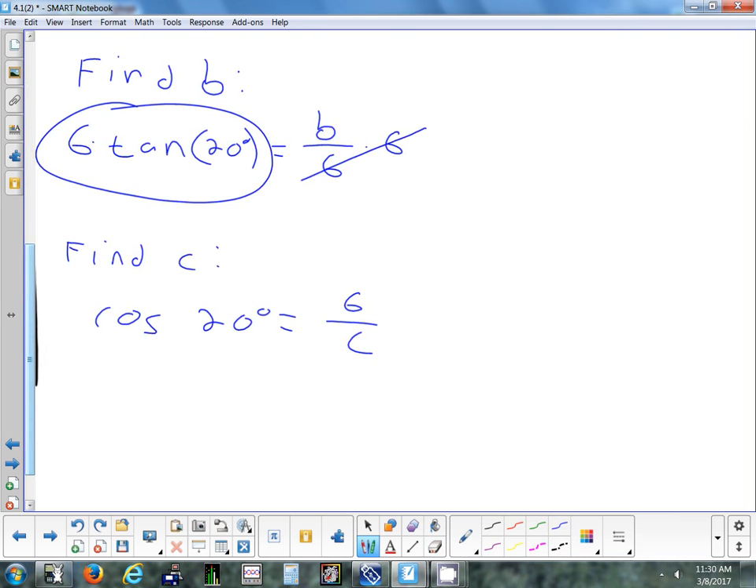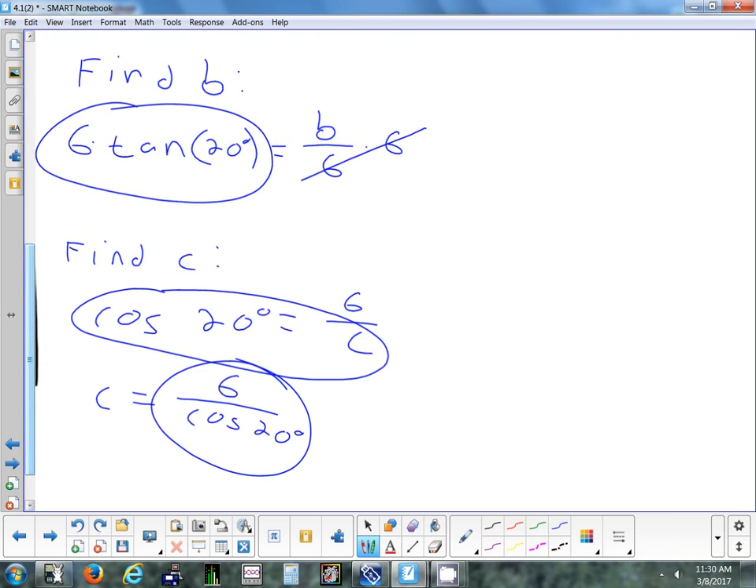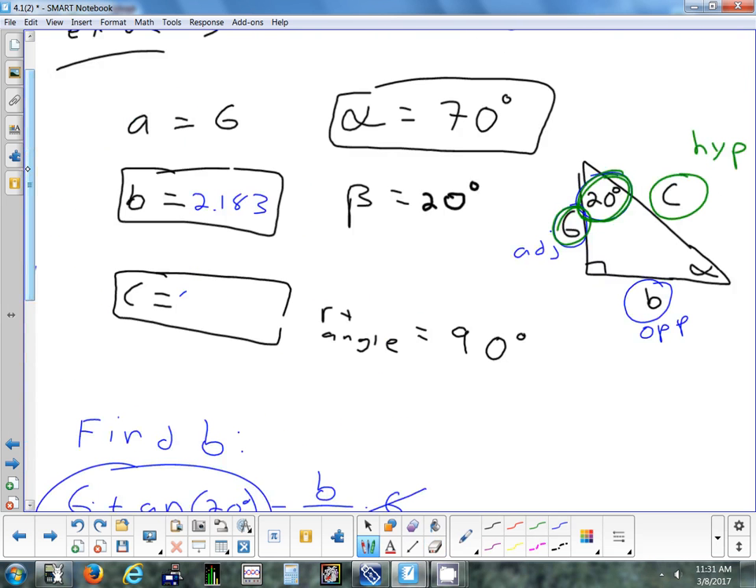And Kristen, what's the trick to get C by itself here? Switch C and cosine. Yeah, you don't have to go through all the arithmetic. We saw the pattern last time. You just switch those two. That's all that'll end up happening. And that's your answer for C. Okay. Does anybody have 6 divided by cosine 20 as a decimal? Let me get that, Michael. 6.385.